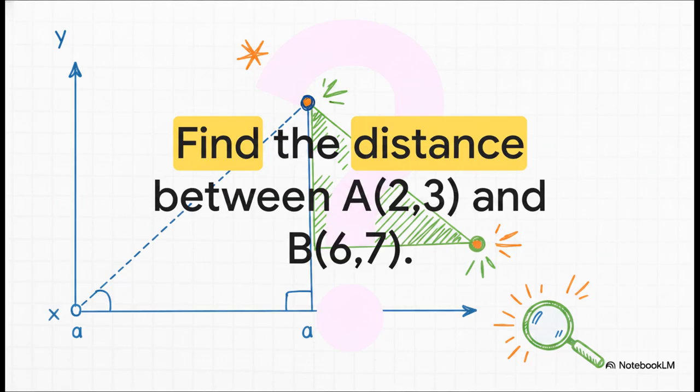So let's dive into our very first concept and see how easily we can apply our formulas. Here's a question straight from our study material. We need to find the distance between point A, which is (2, 3), and point B, which is (6, 7). We have options: A, 4; B, 4 root 2; C, 5 root 2; or D, 8. The trick here is simple.